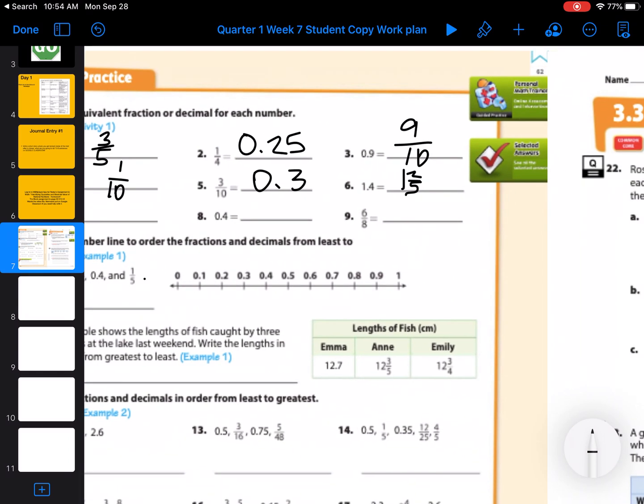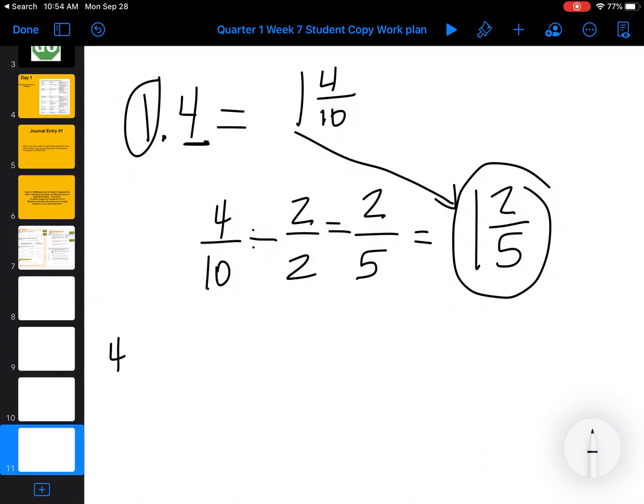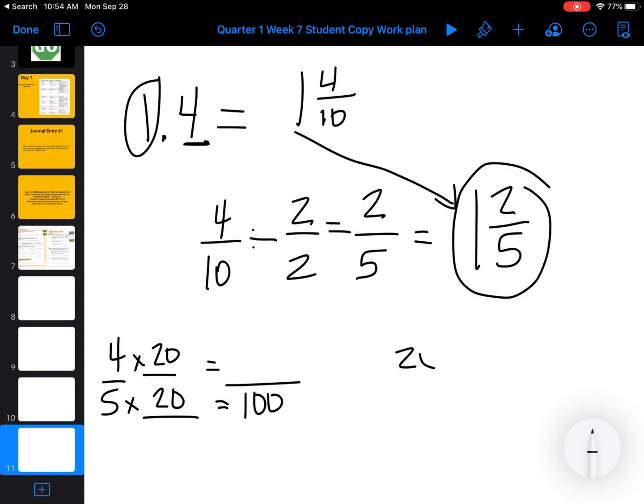Then we have 4/5. We need to change to a decimal. So remember, you want to multiply that number by something to equal 100. So whatever you do to the bottom, you must do to the top. So this is super easy. 5 times 20. So whatever I do to the bottom, I must do to the top. 4 times 20, if you don't know that off the top of your head, you can do some multiplication.